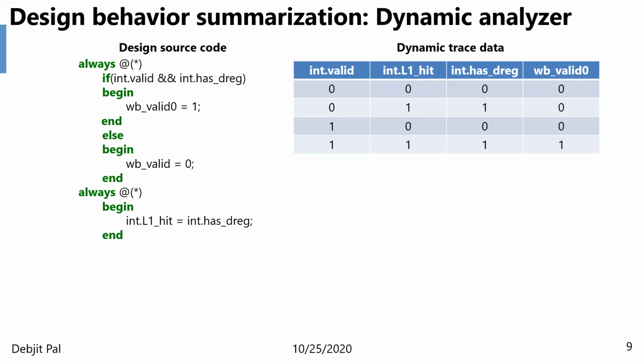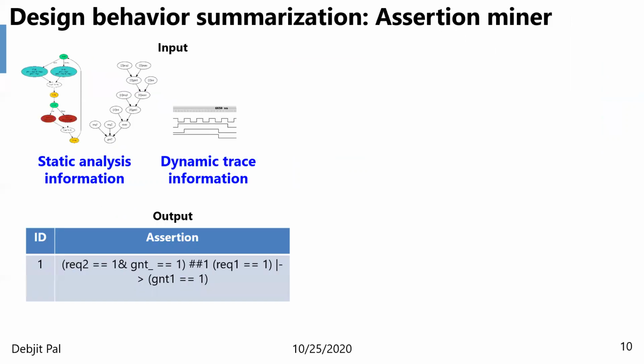In this example, we use the code snippet and the random test bench to generate simulation trace data as shown in the table. We use this simulation trace data as input to the assertion generation phase. In the assertion generation phase, given the static analysis information gathered by the static analyzer and the dynamic trace information generated by the dynamic analyzer, our objective is to generate high quality assertions to summarize design behavior.